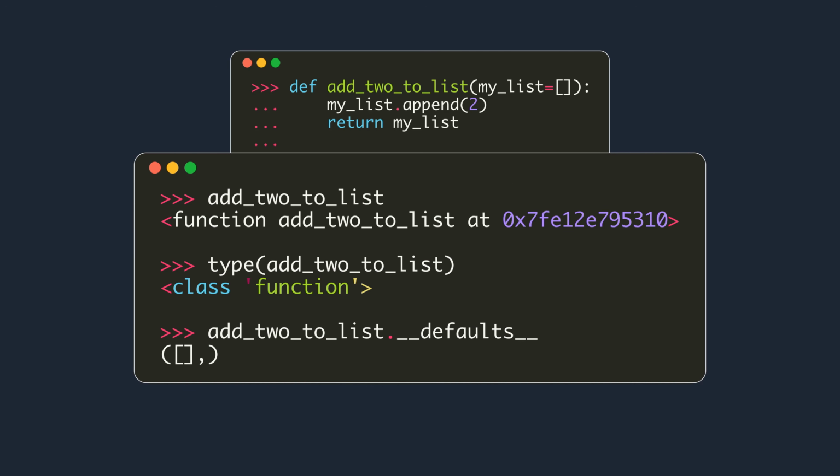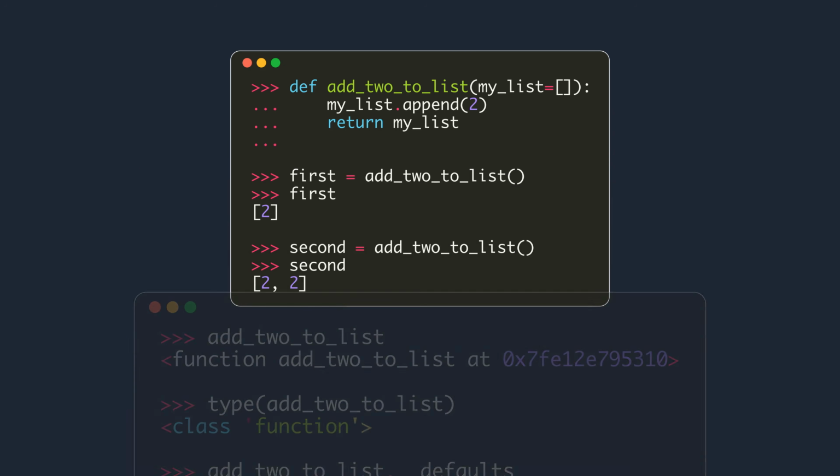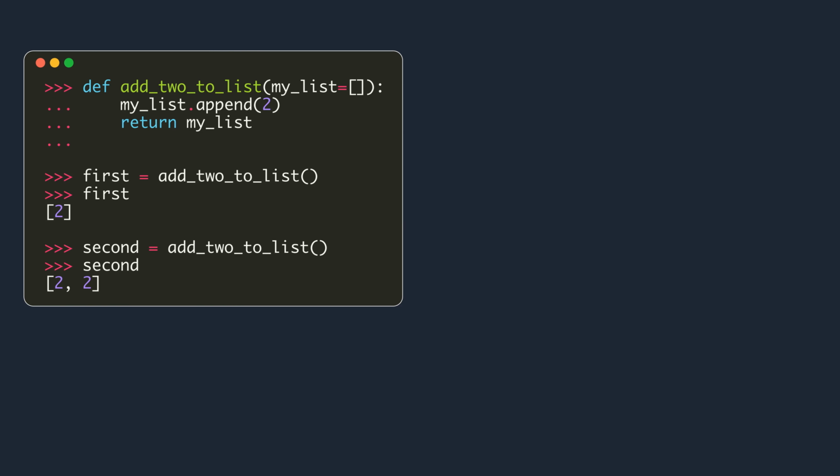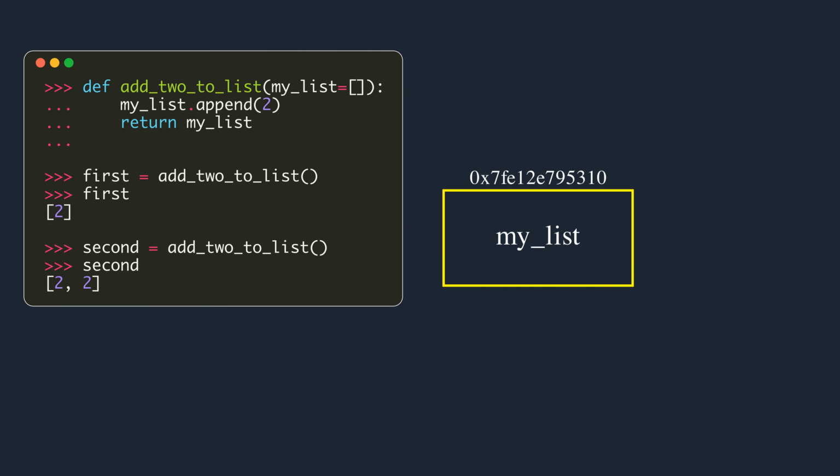Remember, everything is an object in Python, even functions. The function is an object of the function class, and the function object is created at some memory address. The function objects have a __defaults__ attribute, which stores the default values as a tuple. Consider this as the function object created in memory. It has a my_list attribute. The function object gets created when Python executes the function definition, that is, the def statement.